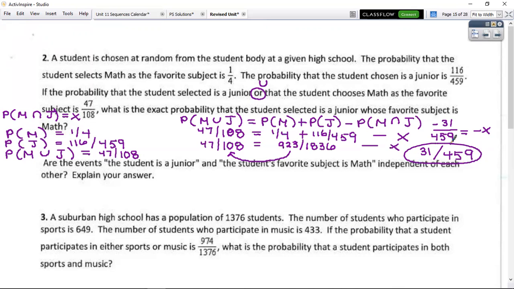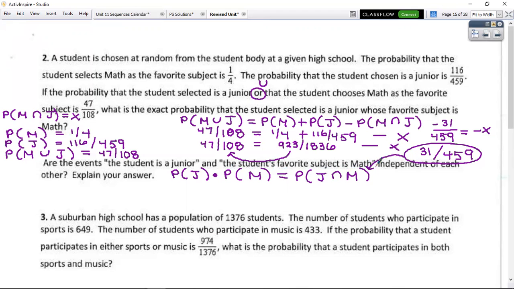So then it asks you, are the events the student is a junior and the student's favorite subject is math independent of each other? This is where you're going to use the rule that I had you write on the bottom of your page. So we must show that the probability the student is a junior times the probability that the student likes math is equal to these occurring together. The probability of J and M, which actually you just found. That's this one.